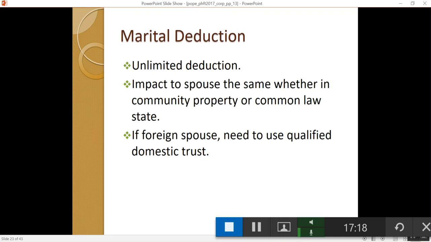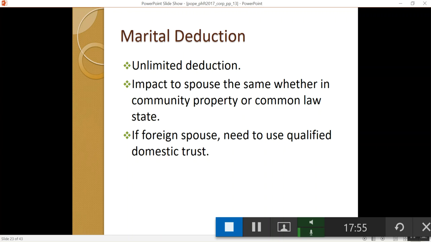Now, there are 3 tests in order to have a marital deduction be eligible. And the first test is inclusion in the gross estate. So the property has to be included in the decedent's gross estate in order for the surviving spouse to be eligible for a marital deduction.